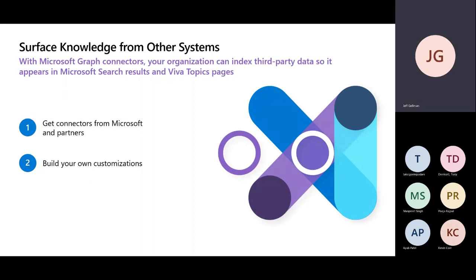So one of the questions we're often asked is, can Viva Topics work with content other than SharePoint? The short answer is yes. So with Microsoft Graph Connectors, the organization can index third-party data so it appears in Microsoft search results and therefore can also be utilized by Viva Topics and Viva Topics pages. So with some ideas of connectors that are out there, and there's a number of them, and we'll touch base on this in the next section as well when we talk about enhancing Microsoft Viva. ServiceNow is one that comes to mind that people utilize a lot.